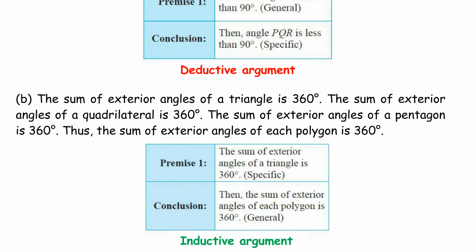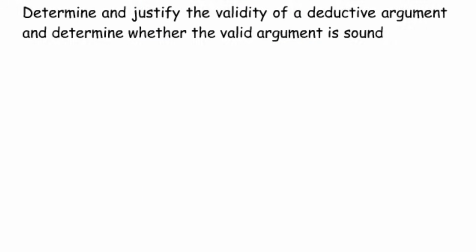Premise 1. The sum of exterior angles of a triangle is 360 degrees. Specific. Conclusion. Then, the sum of exterior angles of each polygon is 360 degrees. General. Determine and justify the validity of a deductive argument, and determine whether the valid argument is sound.